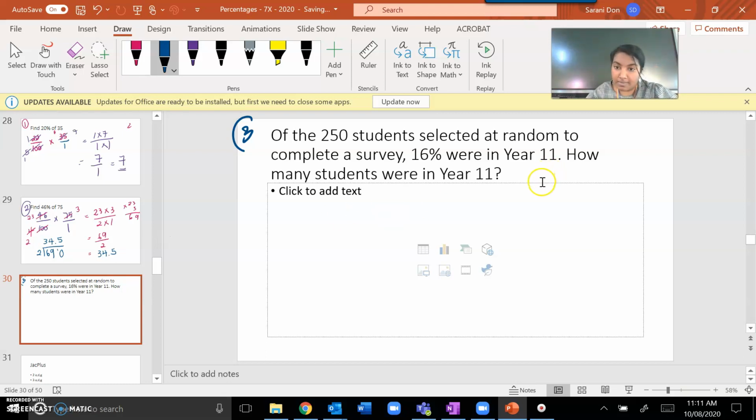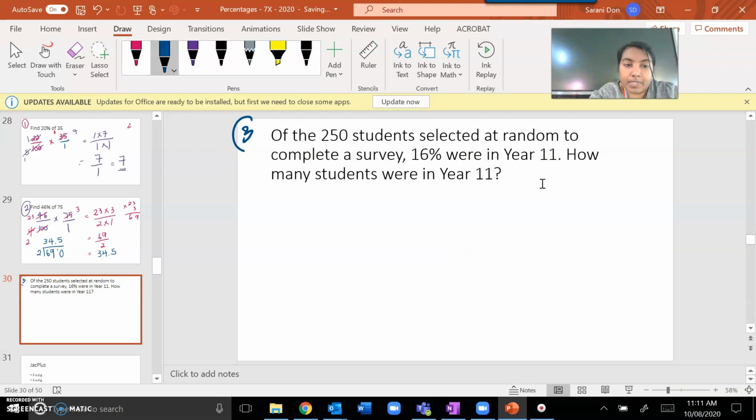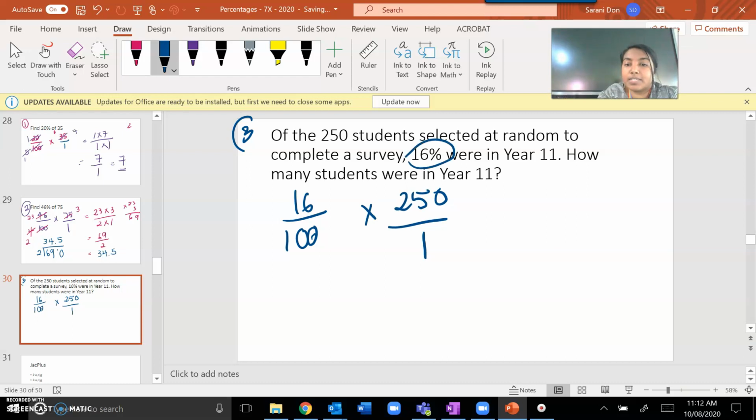So again, it's the same thing. So get rid of this. Sorry. So what I'll do is 16%. So remember, these are worded questions. So you need to identify, obviously, there are two numbers and how you're going to convert them into fractions. So I'll do 16 over 100 times 250 over 1, because 16% was that and 250 is the total.